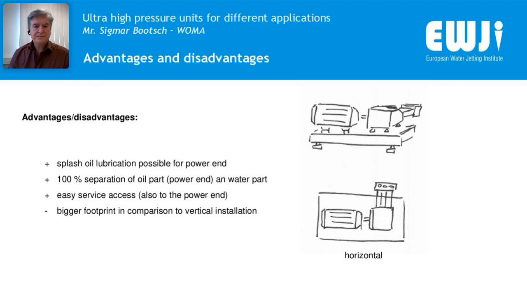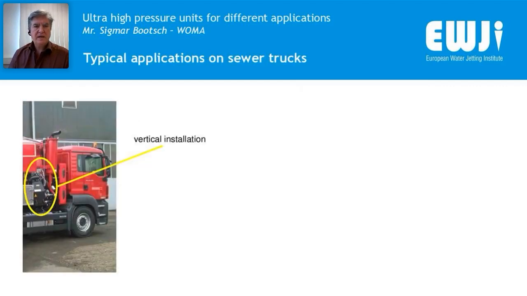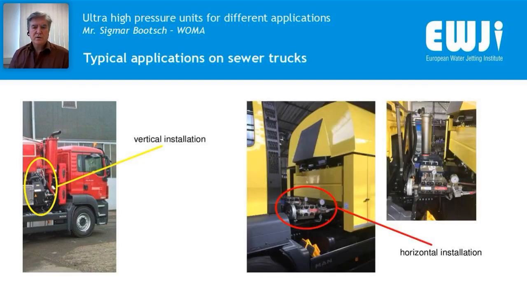So a typical application for the vertical installation of the pump is the installation on sewer trucks. Here, the UHP pump is normally installed between the driver's cab and the containers: vacuum container, disposal container, freshwater container. To save space on the truck, the vertical installation is preferred because of the smaller footprint. But in some cases, you find also horizontal installation.